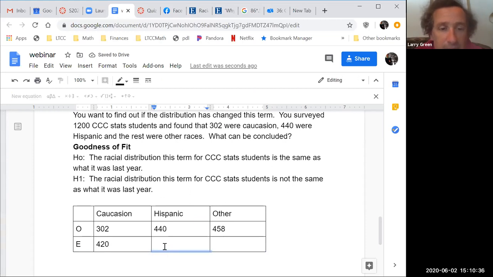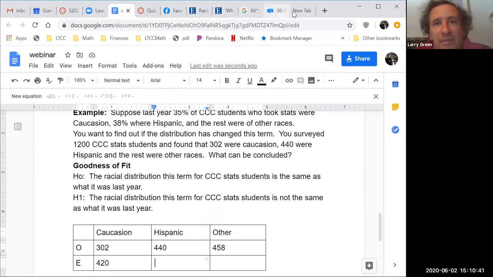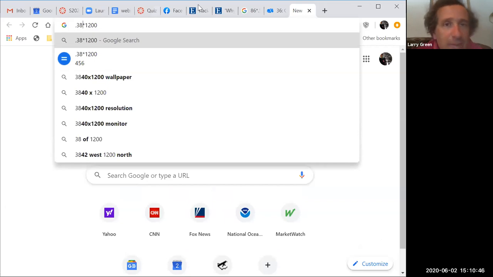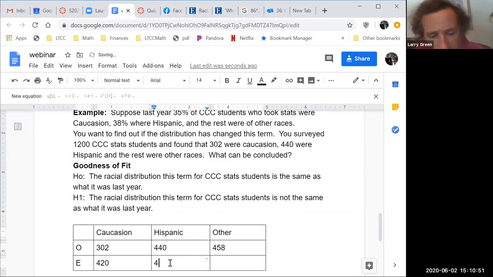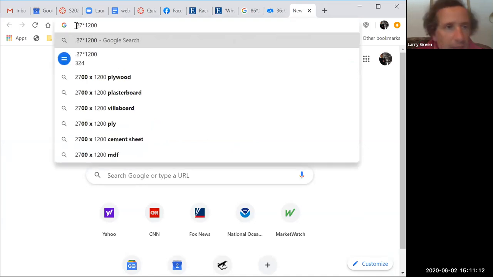And for the Hispanic, now we don't want 35%, we want 38%. So all I have to do is change that 35 to 38. And you get 456. And then for the other, well, 35 and 38 is 73. And that leaves 27 left, right? So 0.27. And that gives us 324.